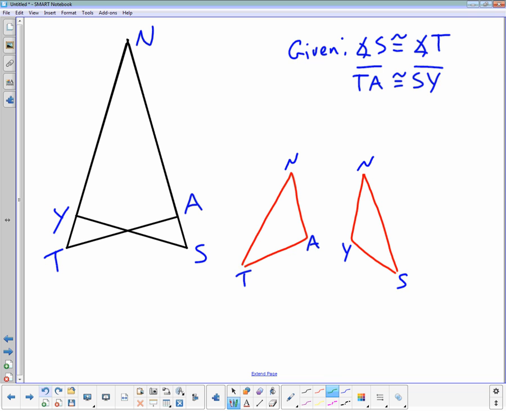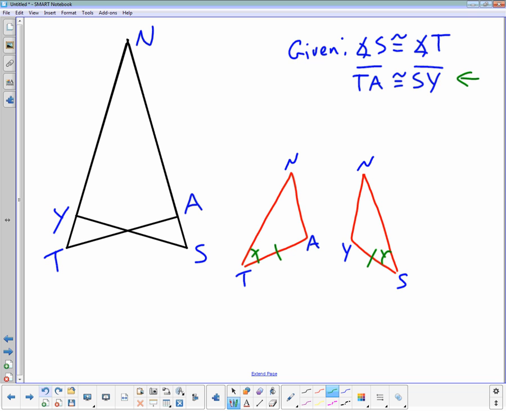TA is congruent to SY. And I know that because they gave it to me. It was given. Read the directions, right? What else can I mark? Angle S and angle T. Can I mark anything else? Really? YN. What do I know about angle N?